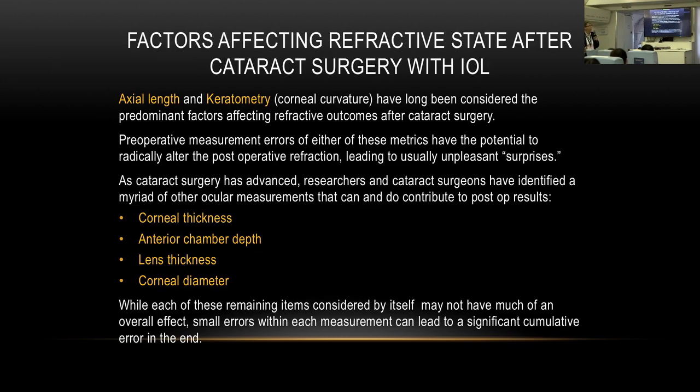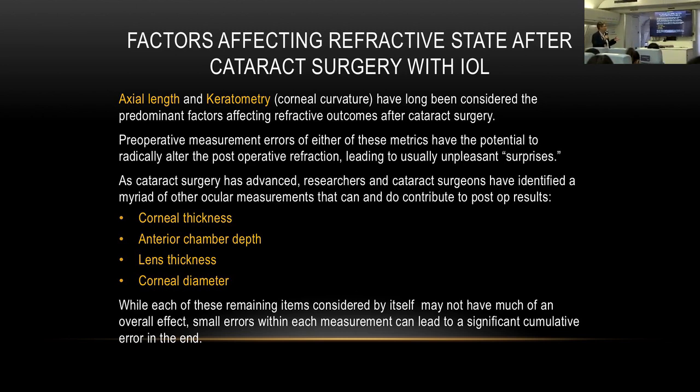So there are many factors that can affect the refractive state of a patient after an intraocular implant has been put in. And for the longest time, the axial length of the eyeball and the curvature of the cornea, the keratometry, have been considered the predominant factors in the refractive outcome. And it turns out that measurement errors of either of these two things in particular can radically alter the postoperative refraction, usually leading to unpleasant, unexpected surprises.